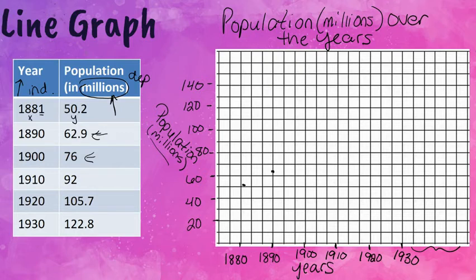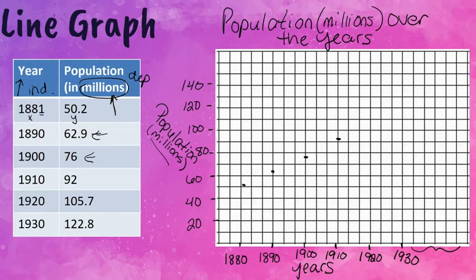Okay, so I've got my 2 points. 1900 is 76, so I go to 1900. Follow it up. Here's 70. Here's 80, so it's going to be just above that midpoint for 76. Okay, 1910, and I have 92 million, so I'm going to go all the way up. Here's 80. Here's 90, and it's going to be just above that 90 mark.